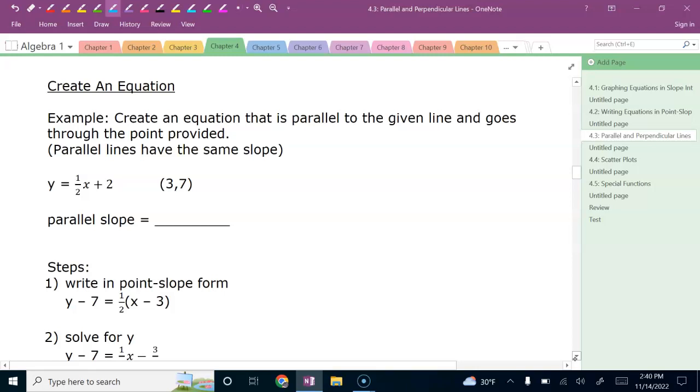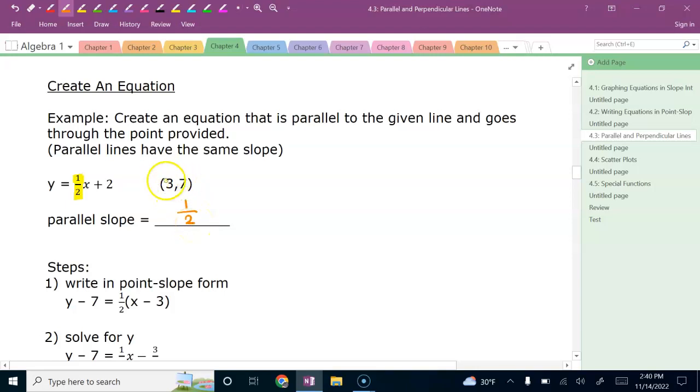Now, the next example here wants me to create an equation that goes through a specific point, and I want a specific slope based on the other equation that they already gave me. So for this first one, they want me to create an equation that's parallel to the given line and goes through the point provided. Remember that parallel lines have the same slope. So the equation I have is y equals 1/2 x plus 2. If I'm dealing with a parallel line, that means that my slope needs to be the same. Now my slope of this line is 1/2, so I don't want to change my slope at all. I want to leave it as 1/2.